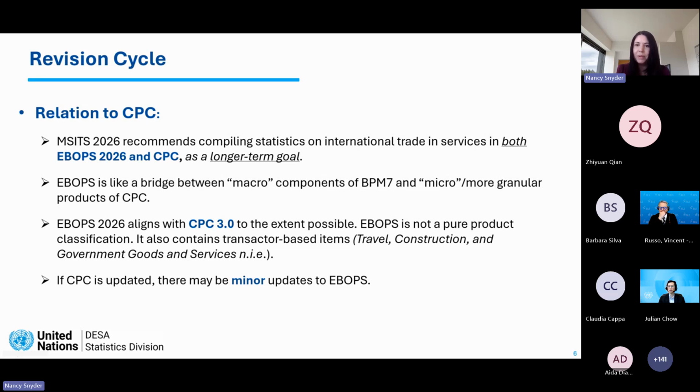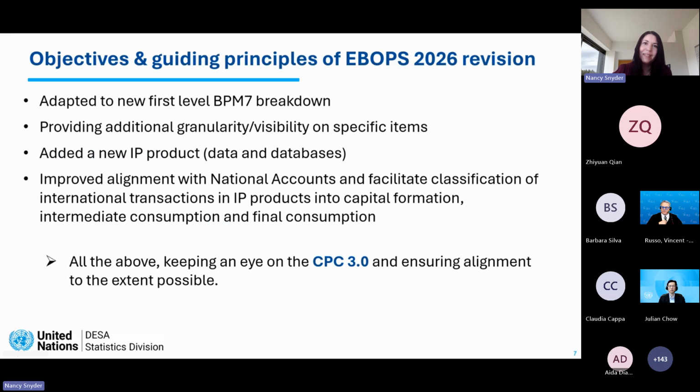It's worth noting EBOPS is not purely a product classification. There are some transactor-based items such as travel, which of course would be conducted by international visitors, construction, and goods and services supplied by government, which can be cross-cutting in nature. So if the CPC is updated, there may be minor updates to EBOPS along the way. Major revisions to CPC will, of course, result in more updates to EBOPS.